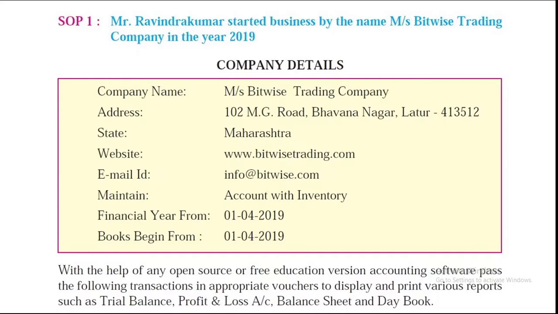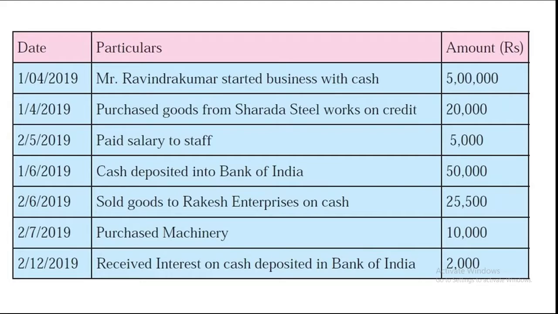With the help of any open source or free education version accounting software, pass the following transaction in appropriate voucher to display and print various reports such as trial balance, profit and loss account, balance sheet and daybook. After doing all the entries of transaction, we have to print these reports: trial balance, profit and loss account, balance sheet and daybook. These are the transactions which they have given us.